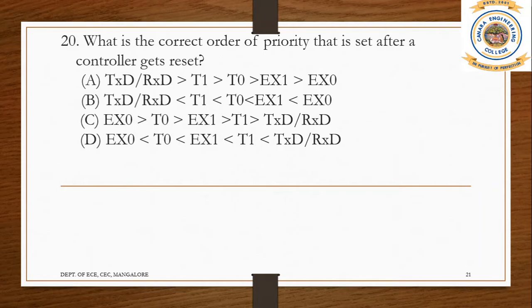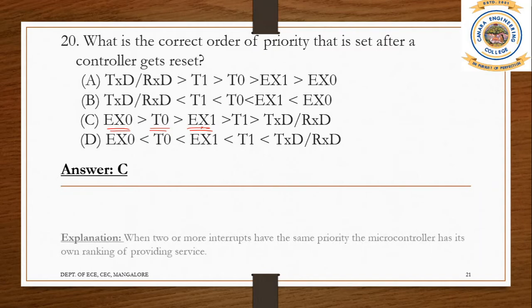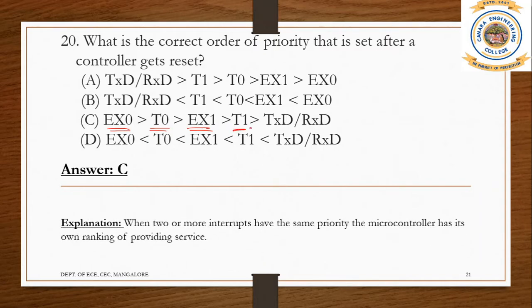Then coming to interrupts of 8051, this is a common question. The common question is, what is the correct order of priority? So for that, you should know there are how many interrupts in 8051. So here answer is C. Okay, C says EX0. EX0 stands for external interrupt 0. T0 stands for timer 0 interrupt. EX1 stands for external interrupt 1. T1 stands for timer 1 interrupt. And TXD and RXD stands for serial interrupts.